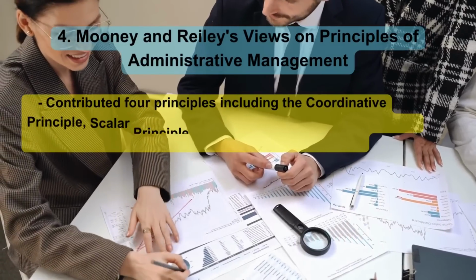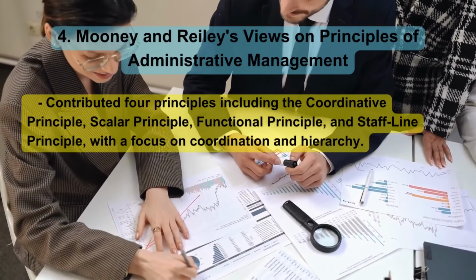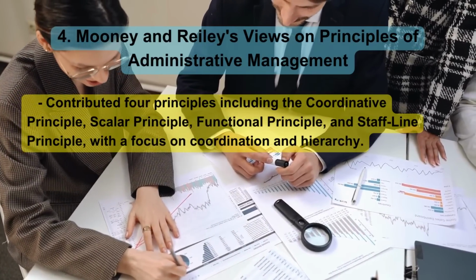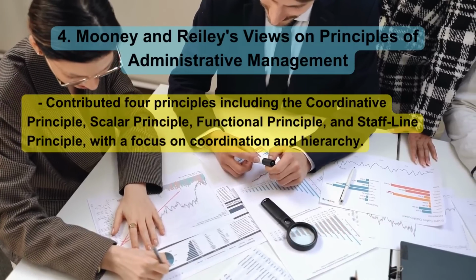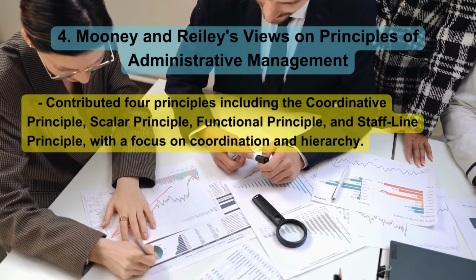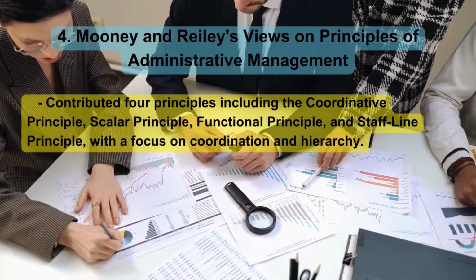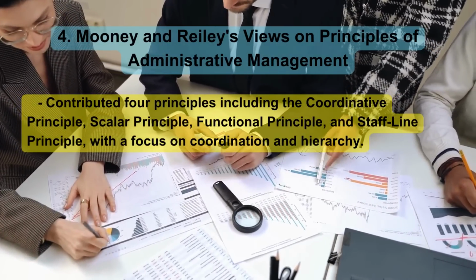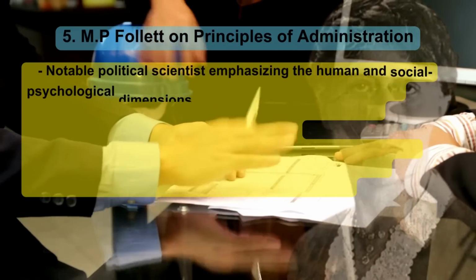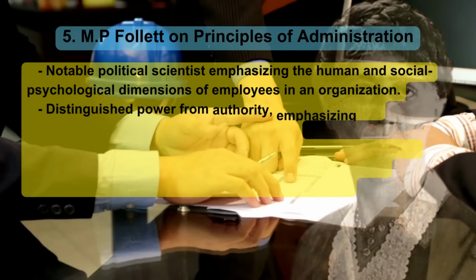Mooney and Riley's views on principles of administrative management. They contributed four principles including the coordinative principle, scalar principle, functional principle, and staff line principle, with a focus on coordination and hierarchy. 5. M.P. Follett on principles of administration.